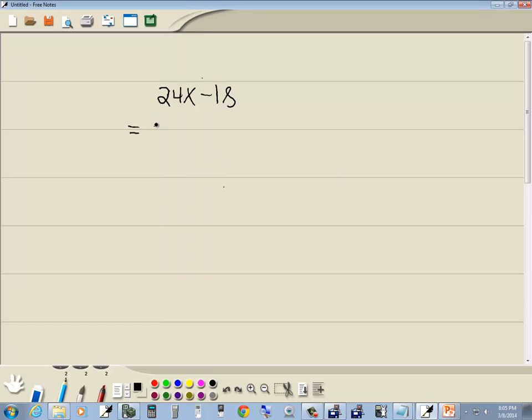Which means over here, I can factor 6 out. Factor means divide out. 24 divided by 6 is 4 with an x, minus 18 divided by 6 is 3. So our answer would be 6 times 4x minus 3.